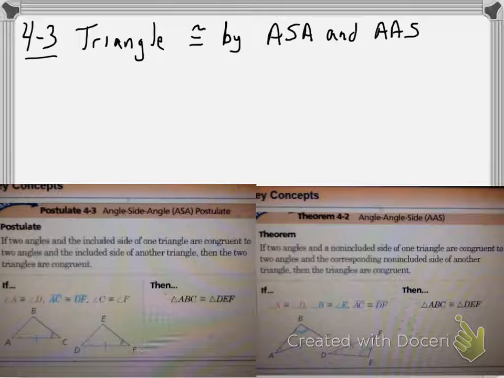4.3 is triangle congruency by angle side angle and angle angle side. Now, we had side side side and side angle side in 4.2. Now we're adding two more to that, angle side angle and angle angle side. So we look at postulate 4.3, which is the first one.